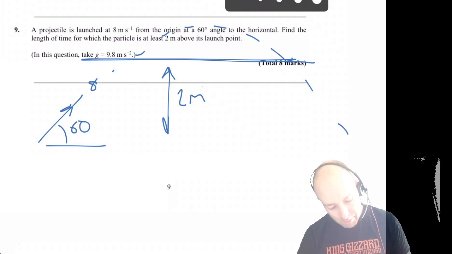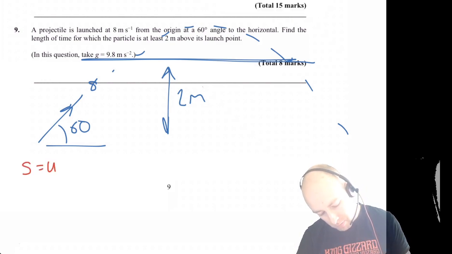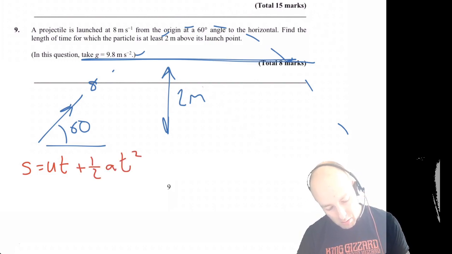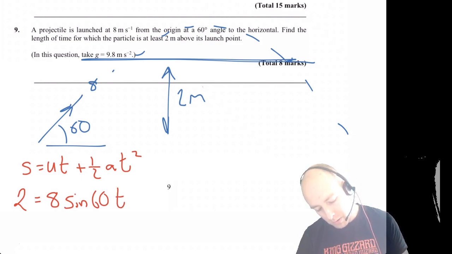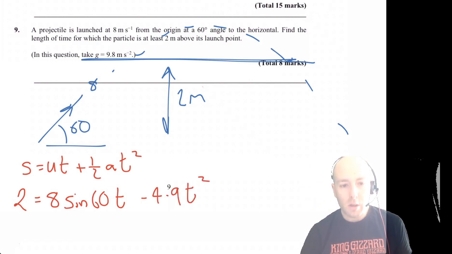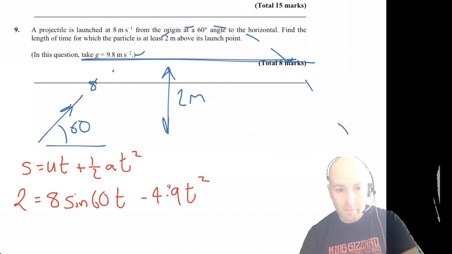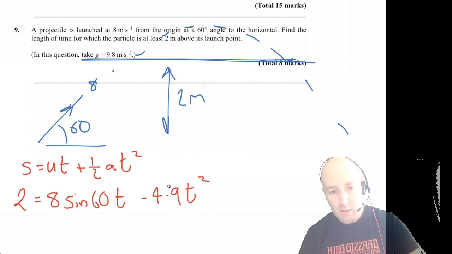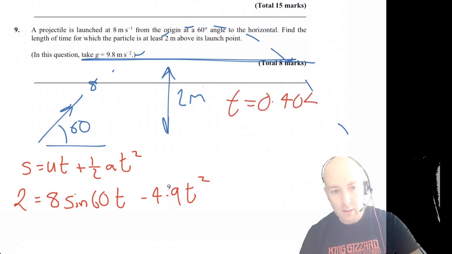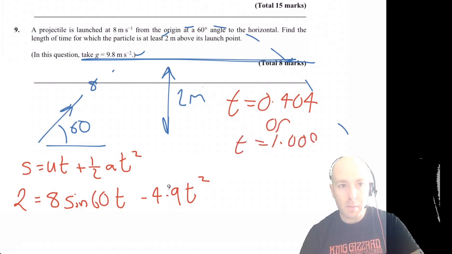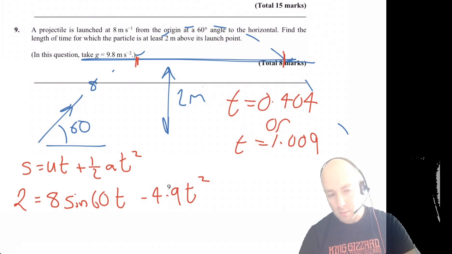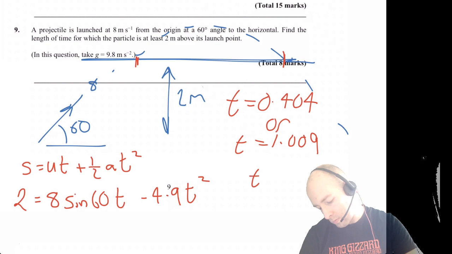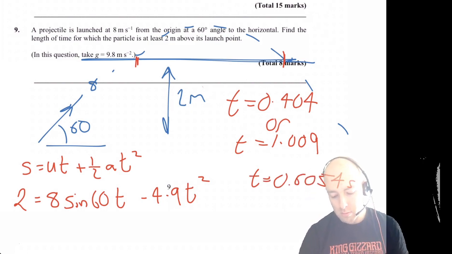Cool. So resolving vertically then, we've got s equals ut plus half at squared. S we know is 2. U is going to be 8 sine 60 times t, minus 4.9 t squared. So if we solve that quadratic, we get t is 0.404 or t is 1.009. And the time it's above that point is the difference between those two times. So we subtract those and we get time is 0.6054, which you can round up to 6.1 if you like.